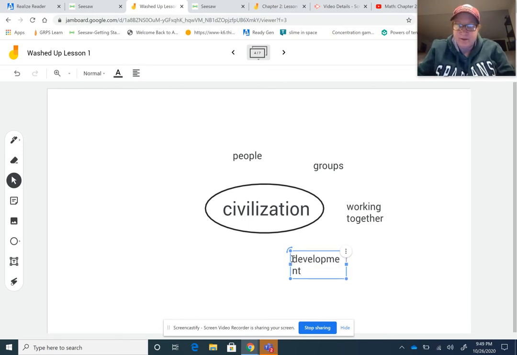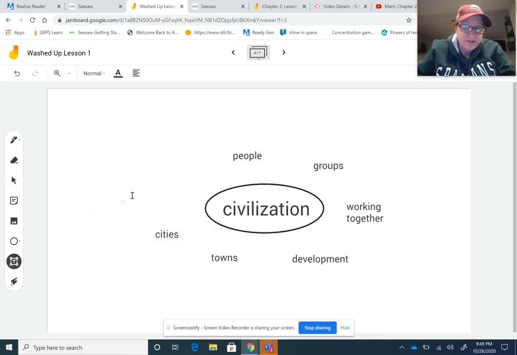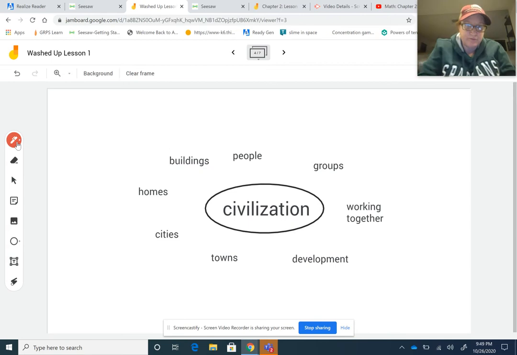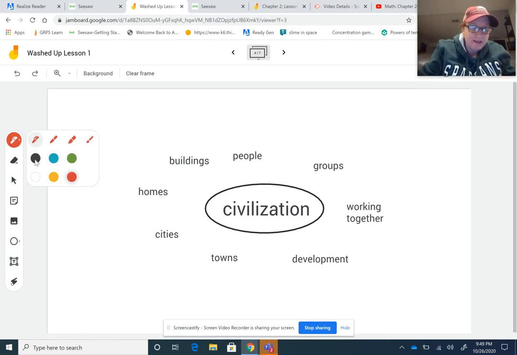Development. There is this idea that creating bigger and better cities is developing the civilizations that we live in. Older civilizations had less technology than what we have now. And then towns could be part of civilization, and cities, and homes, and buildings, and anything that has to deal with people being together. So let me connect all of those for you. Oops, those are red. I don't want those to be red. I want them to be black.